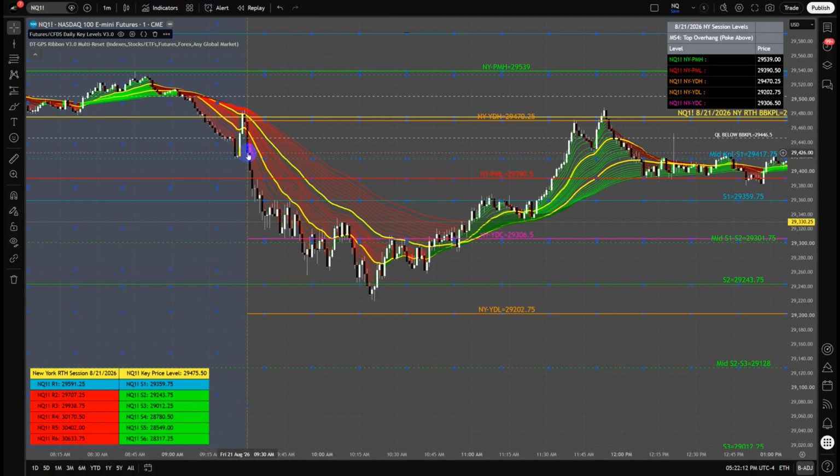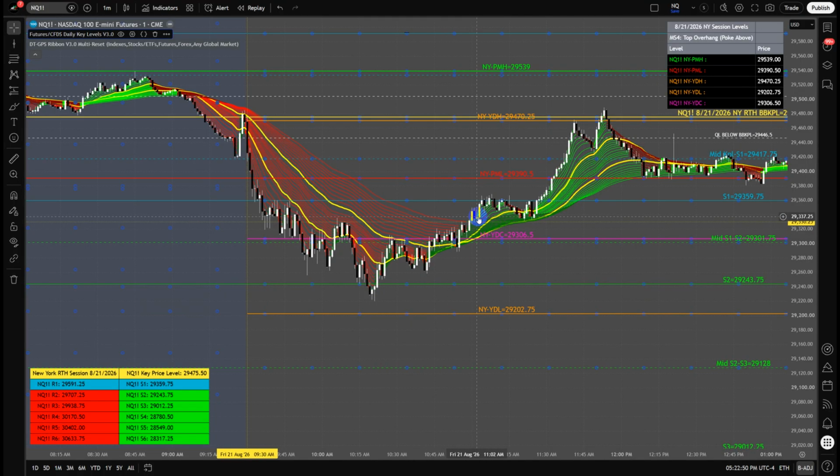So here, as you can see, the ribbon has a continuation all the way down until we get to the S2 level, 29,243.75. So it's roughly a 182 point move, basically exactly 182.25 points. So at $20 a point on either one regular E-mini or 10 micros, that would be $3,645. Now we do get a reversal off of the S2.